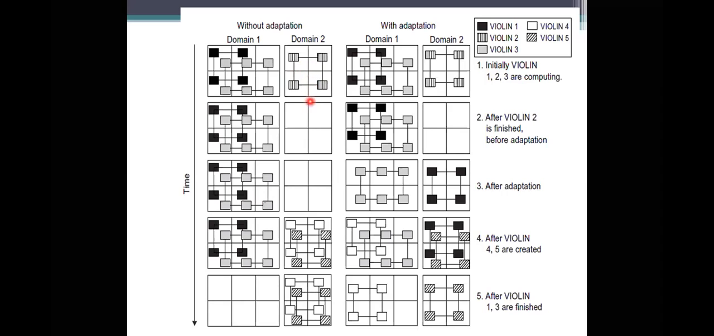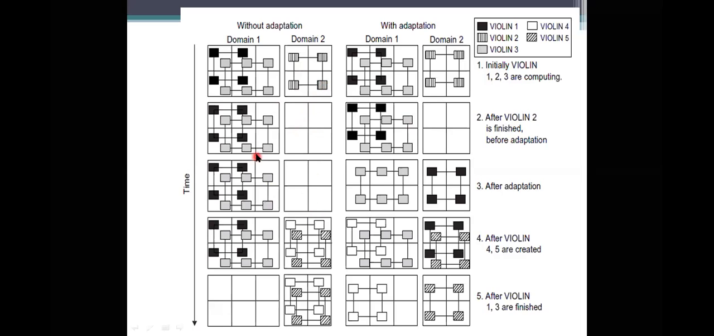In the next step, it tries to execute the information each node has. It has been executed and left there. Violin 2 has finished its execution on these systems. Okay, so first I will explain without adaptation.